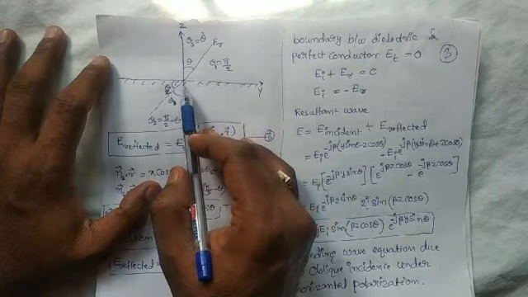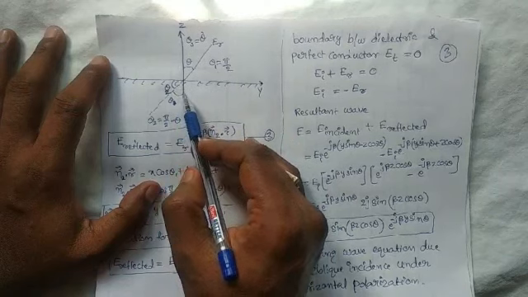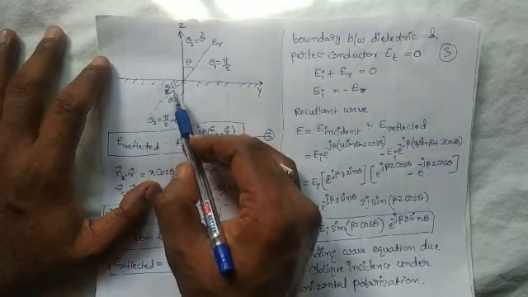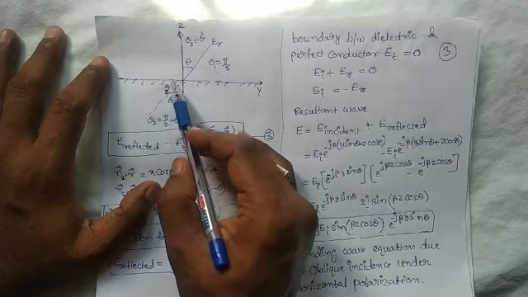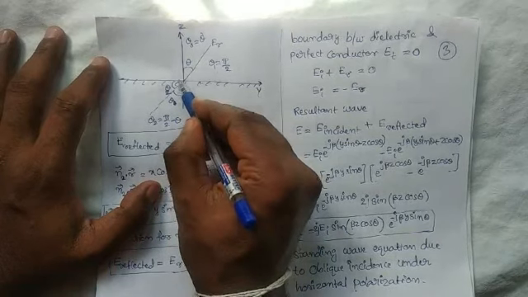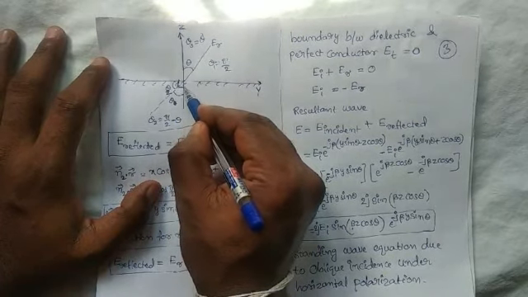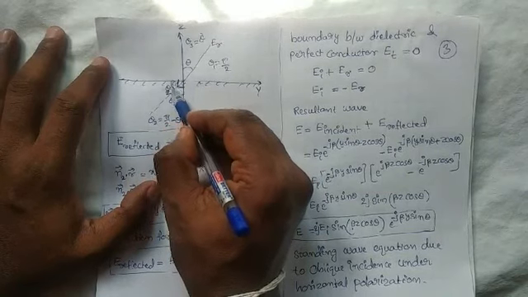What is theta 2? This angle is theta, and this other angle is 90 degrees. This angle is theta 2.